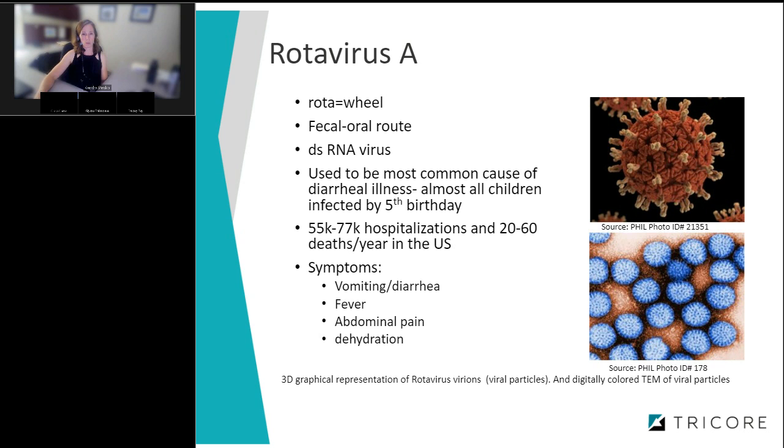So rotavirus A, rota means wheel, and you can kind of see that wheel shape here in these slides. Again, fecal-oral route of transmission. It's a double-stranded RNA virus, and it used to be the most common cause of diarrheal illness, with almost all children infected by their 5th birthdays.